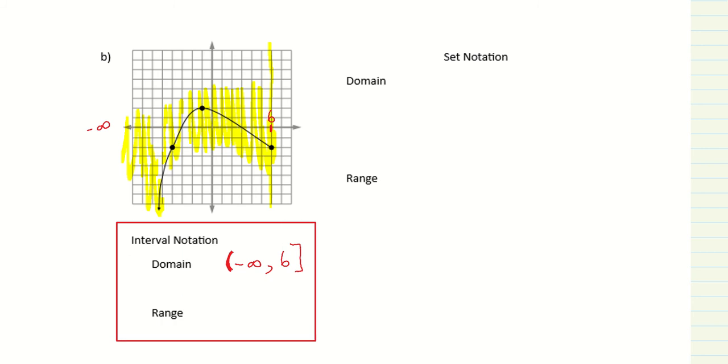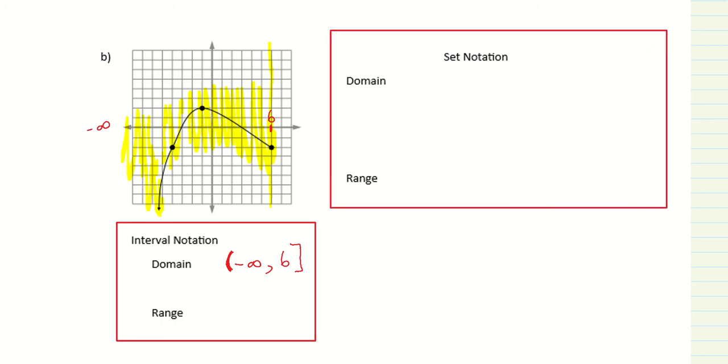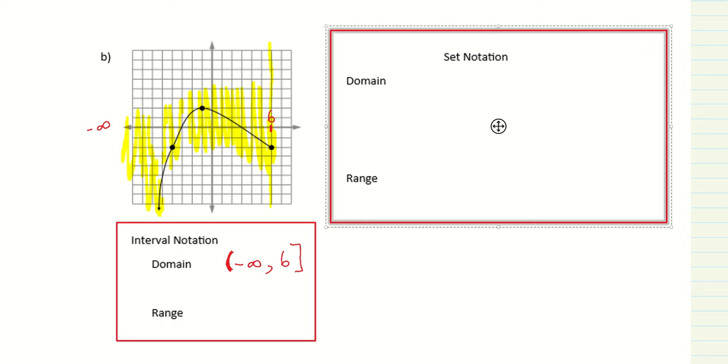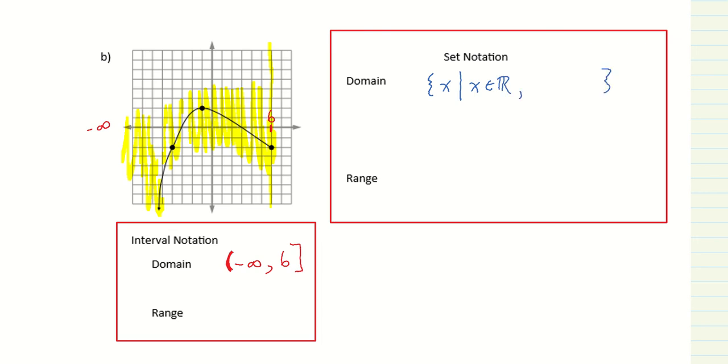We are going to then also look at how to do that in set notation. In set notation, we start off the same way. So the part I'm about to write in blue is pretty much the same for every domain. x such that x is any real number. I'm just going to leave a blank. So that part is pretty much always in set notation for the domains that we're describing. We're just going to change the part that is specific for the graph.